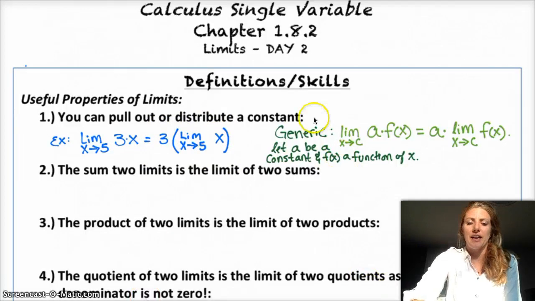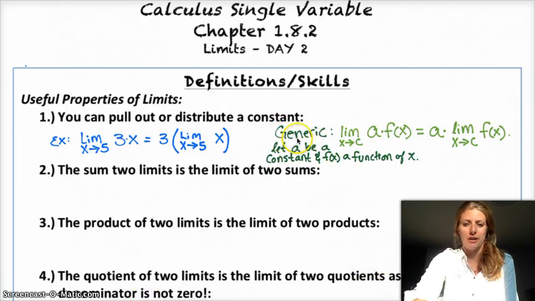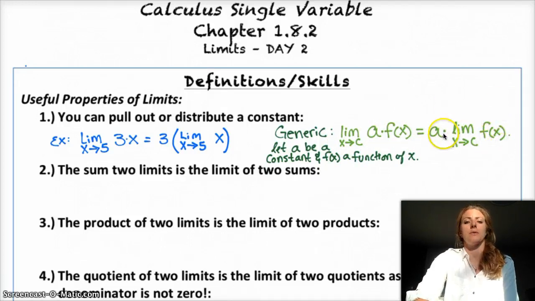Okay, so the algebraic version, or the generic version: as long as a is a constant and f of x is a function of x, then we can say that the limit as x approaches c of a times f of x is equal to a times the limit as x approaches c of f of x. So basically you can just pull out that constant, just like I did in this example.